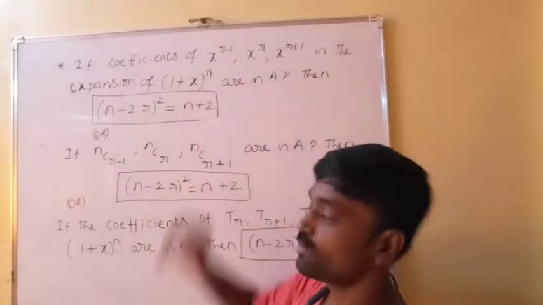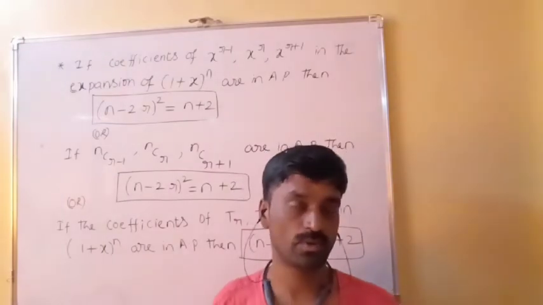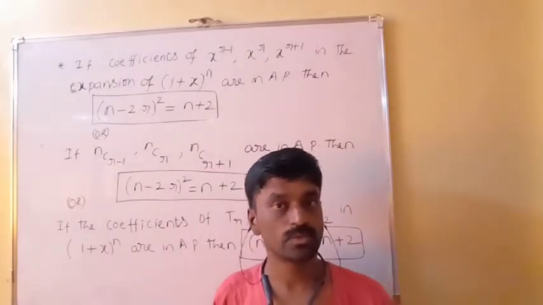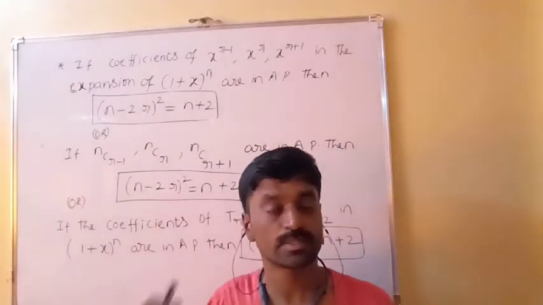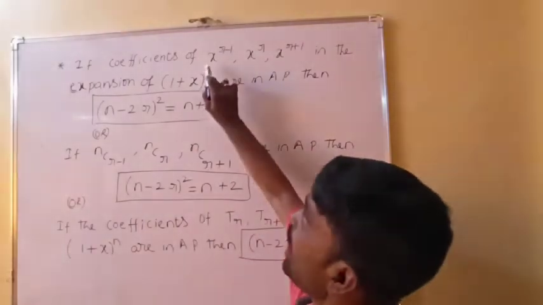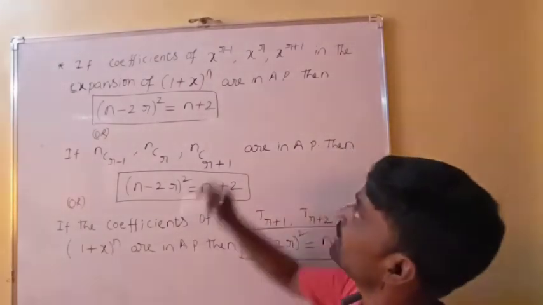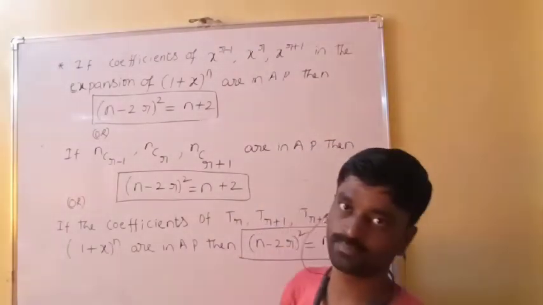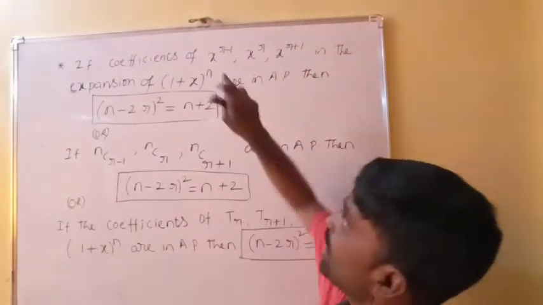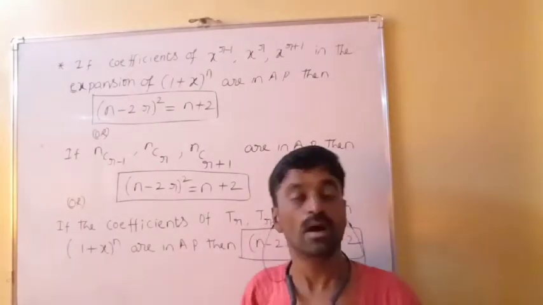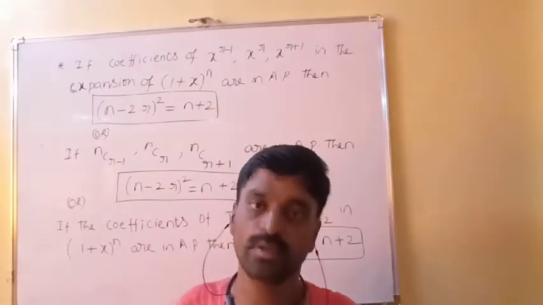If you expand (1 plus x) whole power n, what is the first term? nC0. Second term nC1 x power 1. Third term nC2 x power 2. That means in the third term x power how much do you get? 2. Fourth term, x power 3. That means in the rth term you get x power r minus 1. In the r plus 1th term you get x power r. In the r plus 2th term you get x power r plus 1. So in the rth term x power r minus 1 will appear, the r plus 1th term x power r will appear, and the r plus 2th term x power r plus 1 will appear.